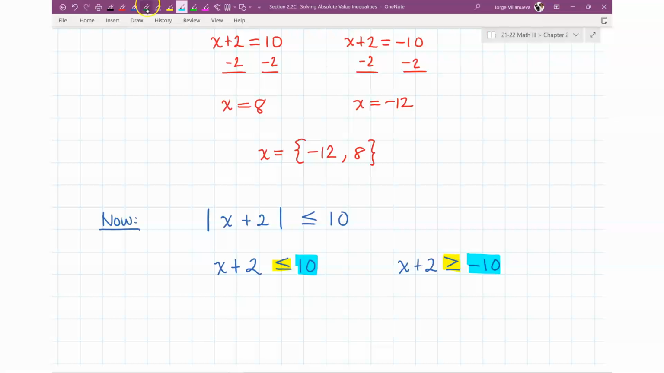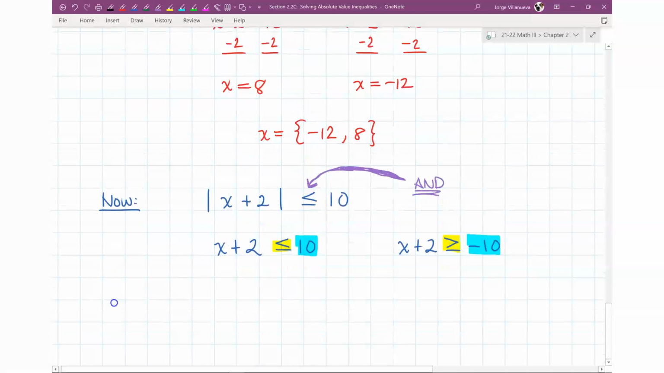So at this point, I can start solving. Now, I do want to remind you guys about something. You see how the inequality is pointing at the absolute value? That's because this is an AND problem. So you got to remember that. This is an AND problem. So that means when you graph your answer, they should be colliding towards each other. All right, let's keep working.